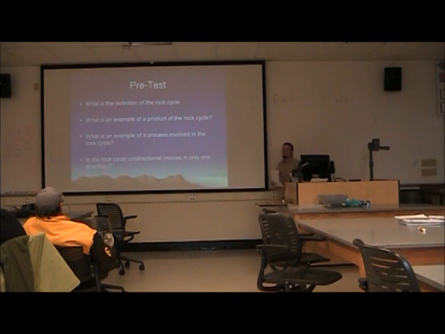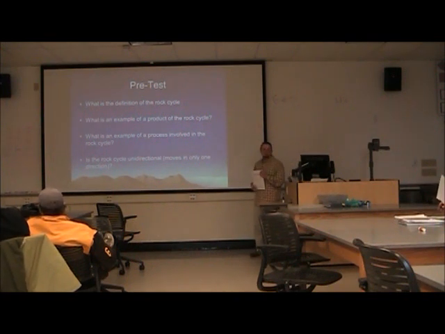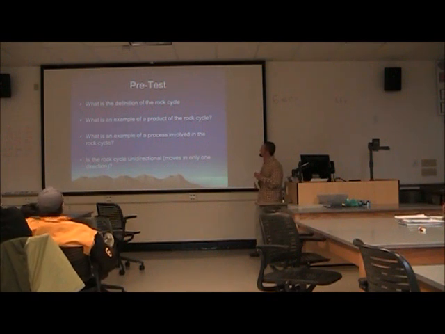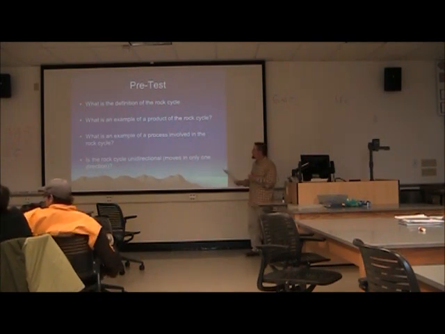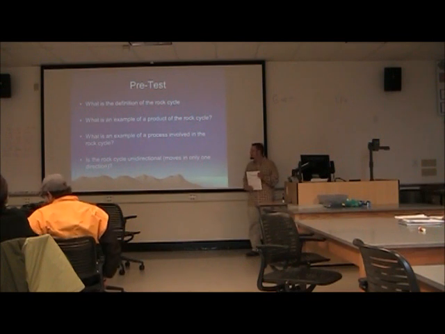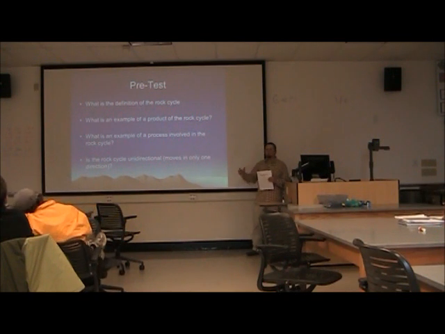So for a pretest, I want you guys to write these down for me. The definition of the rock cycle. What is an example of a product of the rock cycle? What is an example of a process involved in the rock cycle? And last but not least, is the rock cycle unidirectional? That means, does it move in only one direction?